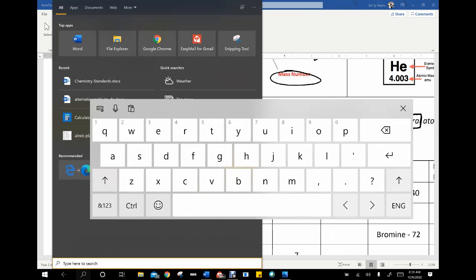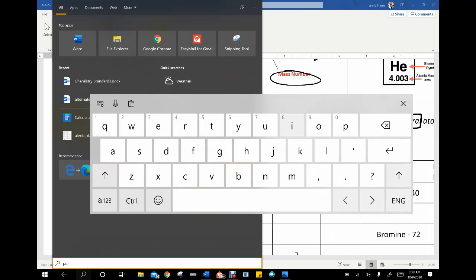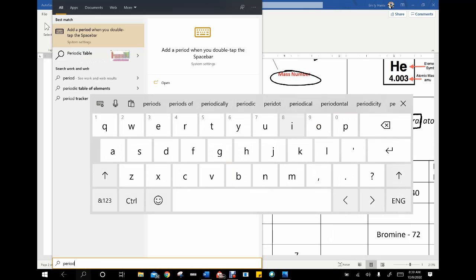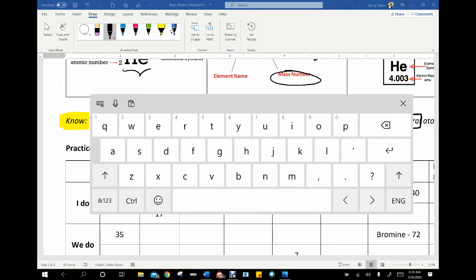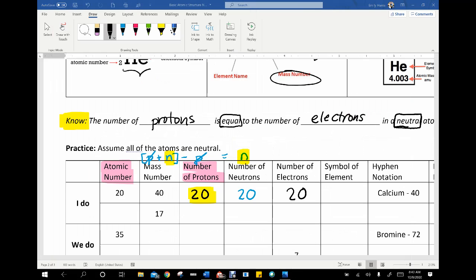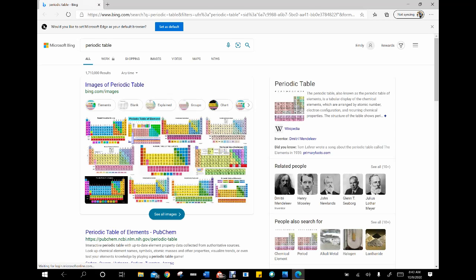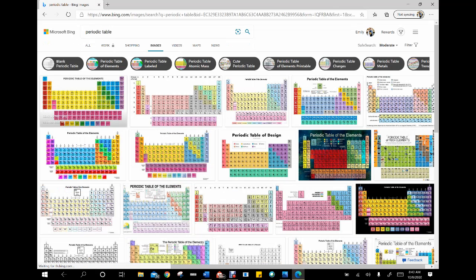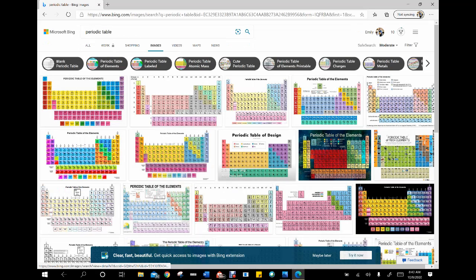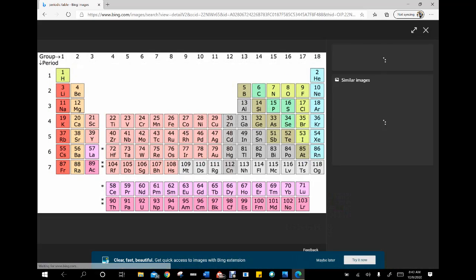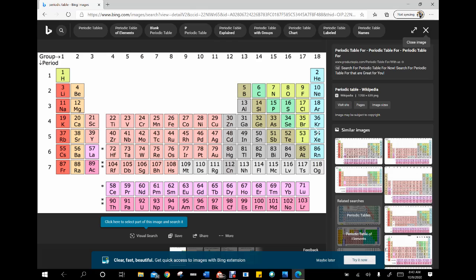So let me pull up my periodic table right quick. Sorry, forgot to have it pulled up. Here it is. All right. Trying to find one that's relatively clear. All right, this one's pretty easy to see.